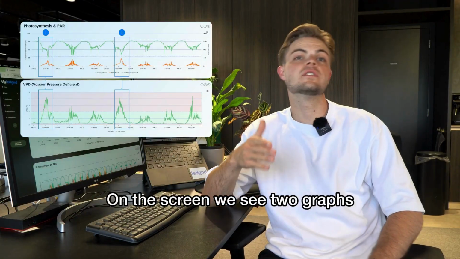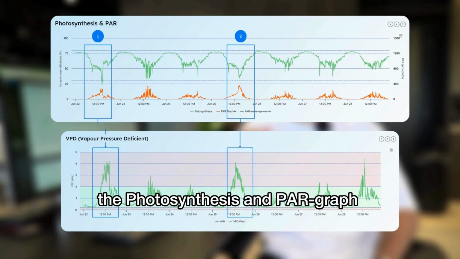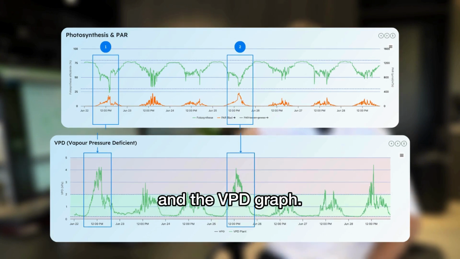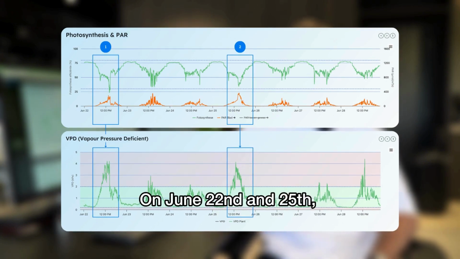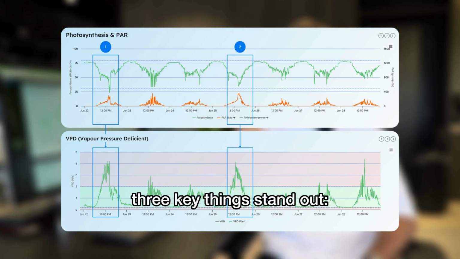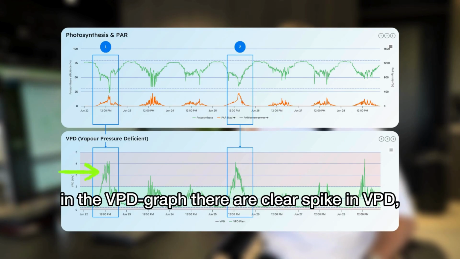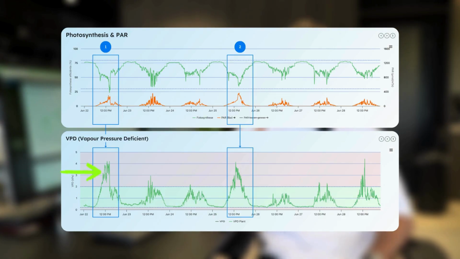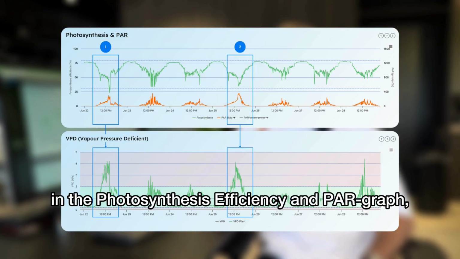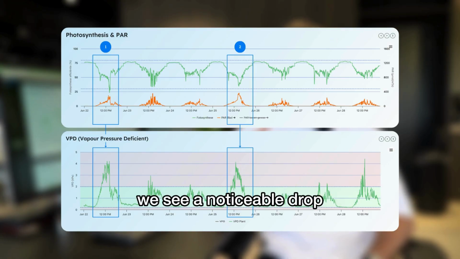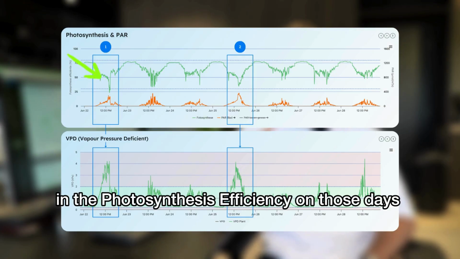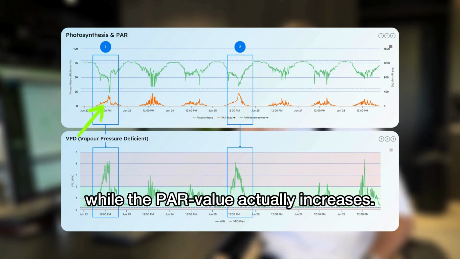On the screen, we see two graphs, the photosynthesis and PAR graph, and the VPD graph. On June 22nd and 25th, three key things stand out. In the VPD graph, there is a clear spike in VPD. In the photosynthesis efficiency and PAR graph, we see a noticeable drop in the photosynthesis efficiency on those days, while the PAR value actually increases.